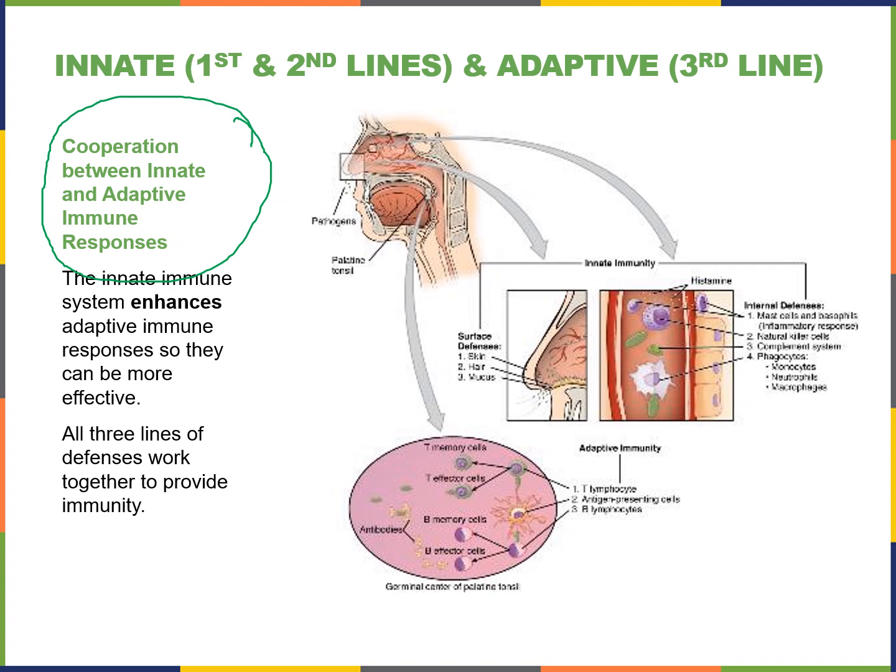Phagocytes are working in the second line of defense, right? That's why you can actually see sometimes the pus that is there at the back of the throat. But even that isn't enough. Then we have to call in the third line of defense. And so this is where the T cells and B cells will come and try to enhance, right, the overall immune response. So the innate immune system enhances adaptive response so they can be more effective. All three lines must work together.